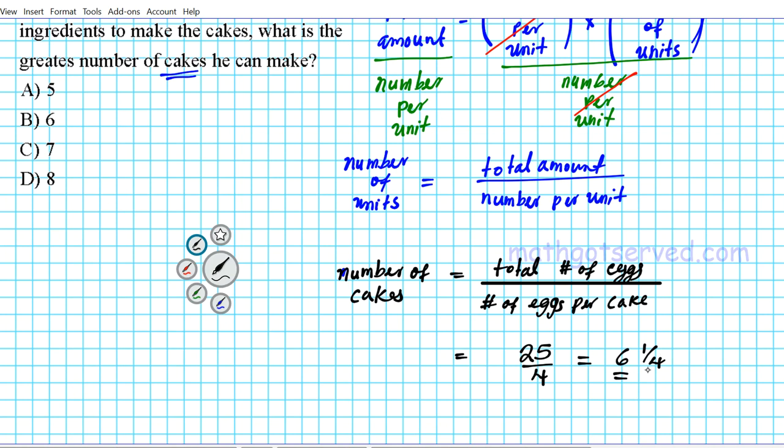All right, and then this 1/4 cake here, that doesn't count. The question asks for the greatest number of complete cakes that can be made, and the answer is going to be option letter B. Now, why can't we say 7?